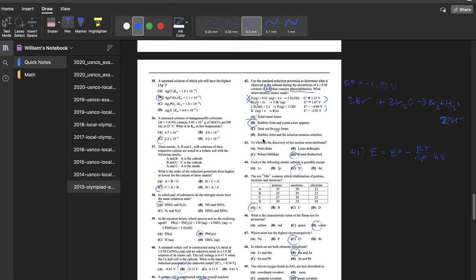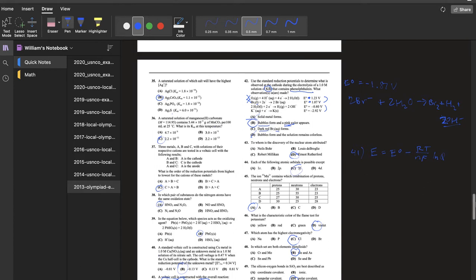If we go to D, bubbles form and the solution remains colorless. The reason this is wrong is because the solution's obviously getting more basic, because we're producing OH minus. Phenolphthalein has a pK of about 9, so it goes from colorless to pink at about 8 or 9. So it would look pink. And the reason we're going to choose B is that it says pink. It tries to emulate that with dark red here, but that's not necessarily right. The reason this is right is because it mentions pink and the H2 bubbles.